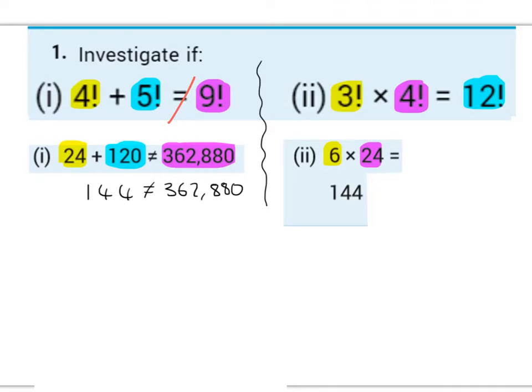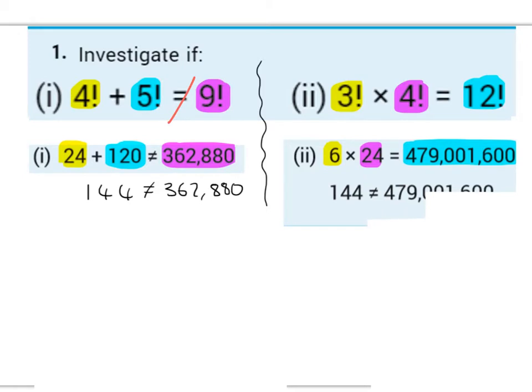So now let's check if that's equal to 12 factorial. Well, 12 factorial means 12 times 11 times 10 times 9 times 8 times 7 times 6 times 5 times 4 times 3 times 2 times 1, which gives us 479,001,600. And that's clearly not equal to 144. Those two numbers are clearly not equal to each other. Therefore, 3 factorial times 4 factorial is not equal to 12 factorial.